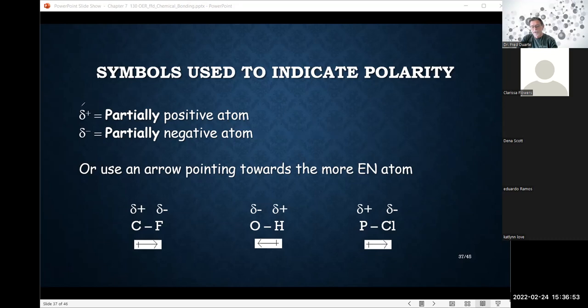These symbols represent a partial positive and a partial negative. Think of it as a battery: you have a positive side and a negative side. If there's a difference in electronegativity where one is pulling, let me give you an example. We have one right here, a carbon-fluorine bond. We know that fluorine is the most electronegative element out there. So automatically, it's going to pull the electrons onto itself much more readily than carbon.